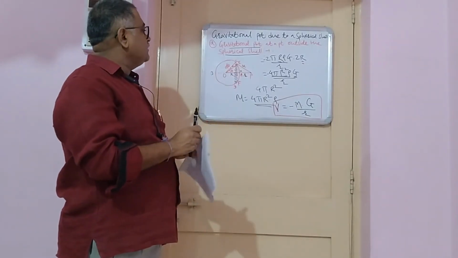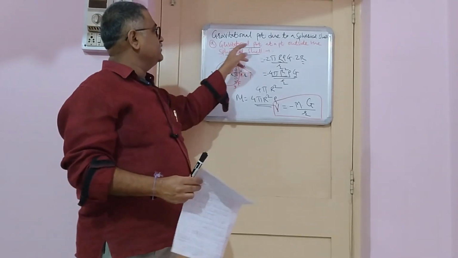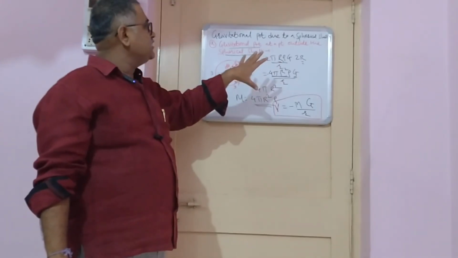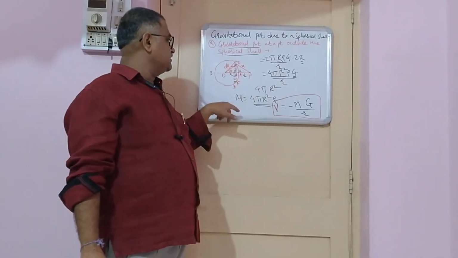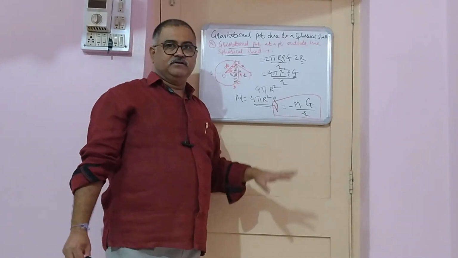This is the required formula for the gravitational potential when the point is situated outside the spherical shell, and V equals minus of Mg by r. Okay.